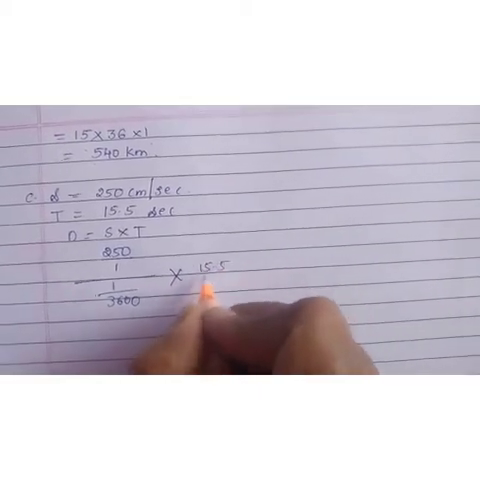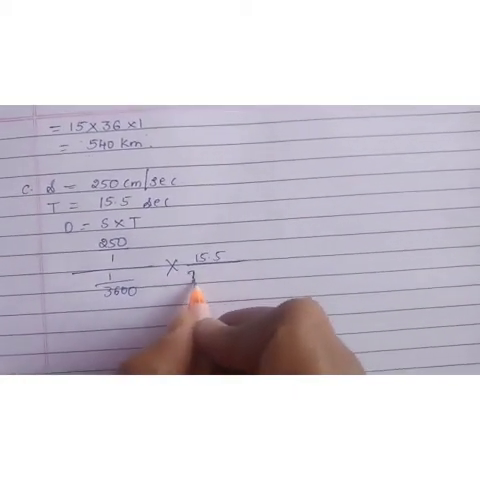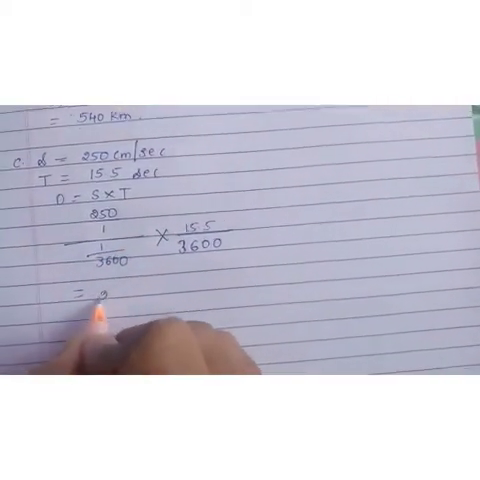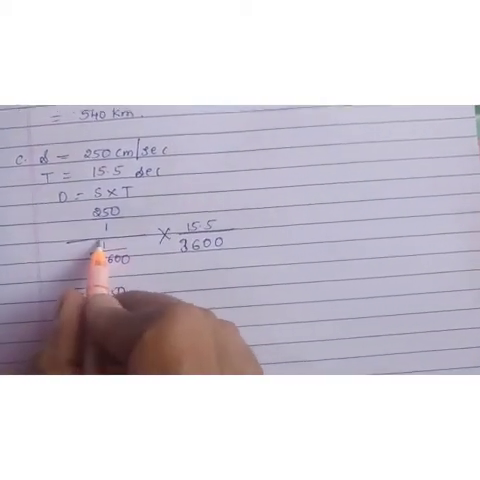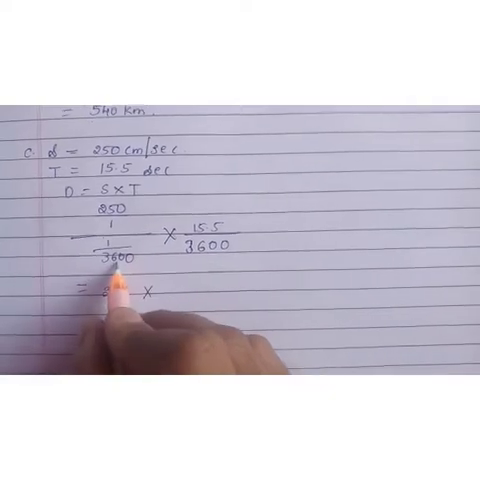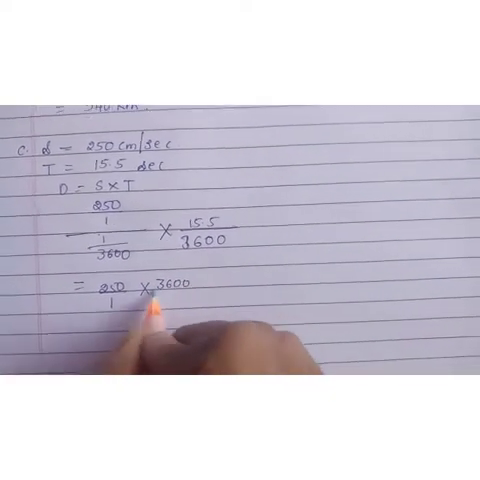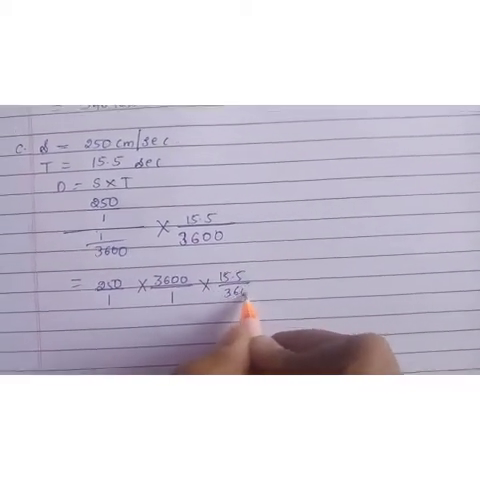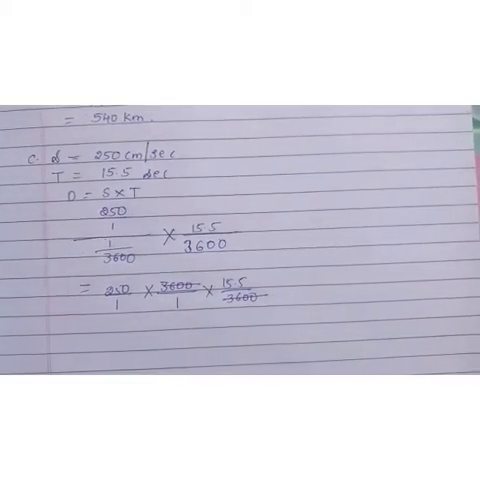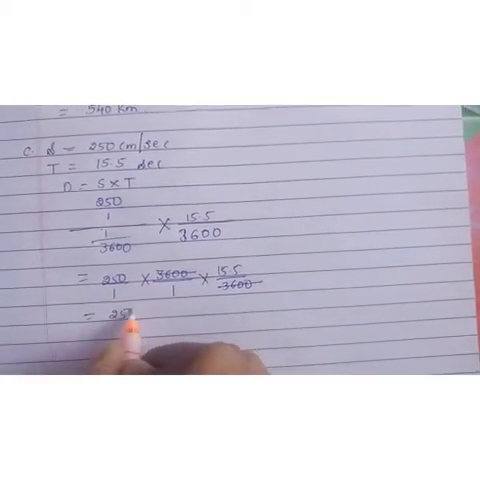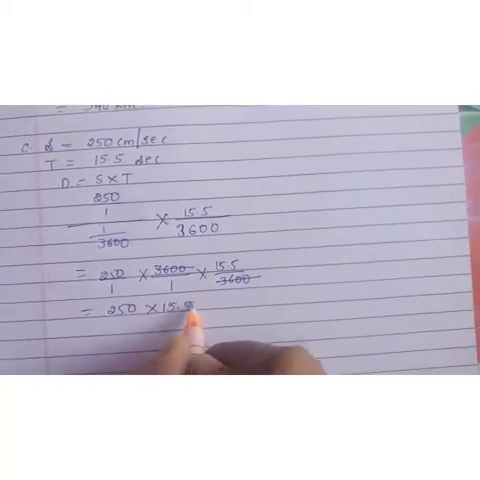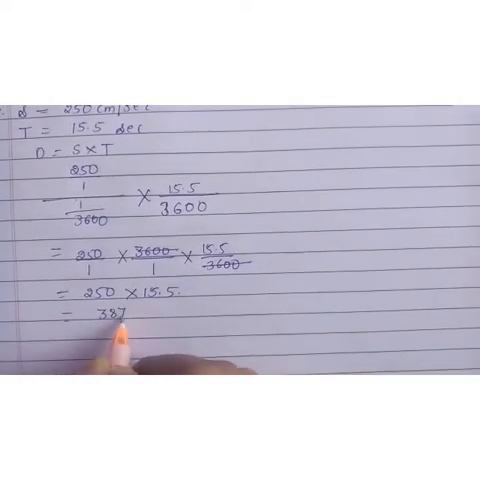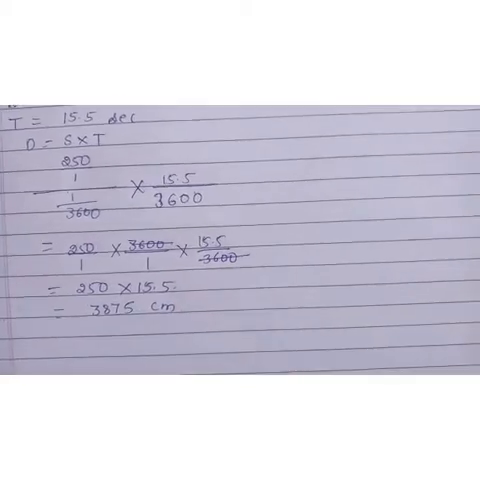So 15.5 again seconds. When you convert it into hours, it becomes divided by 3600. Next, 250 as it is upon 1, this division becomes multiplication. 1 upon 3600 becomes 3600 upon 1, and this one you have to keep as it is. Now this and this get cancelled. What will remain? 250 into 15.5. So children, when you multiply this, you get the answer 3875 centimeters. Is it clear?